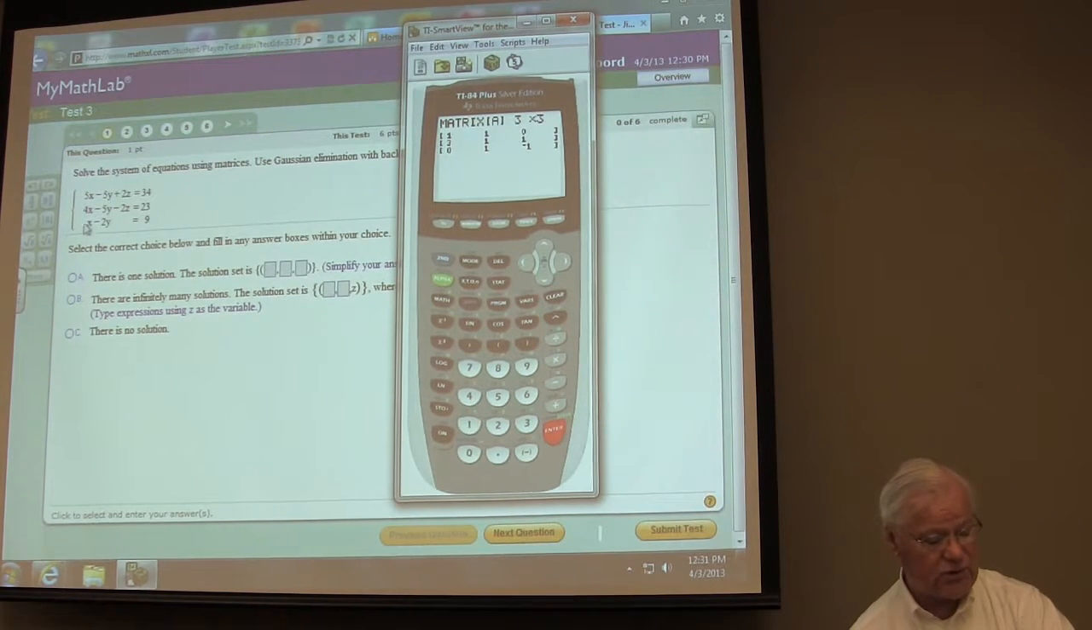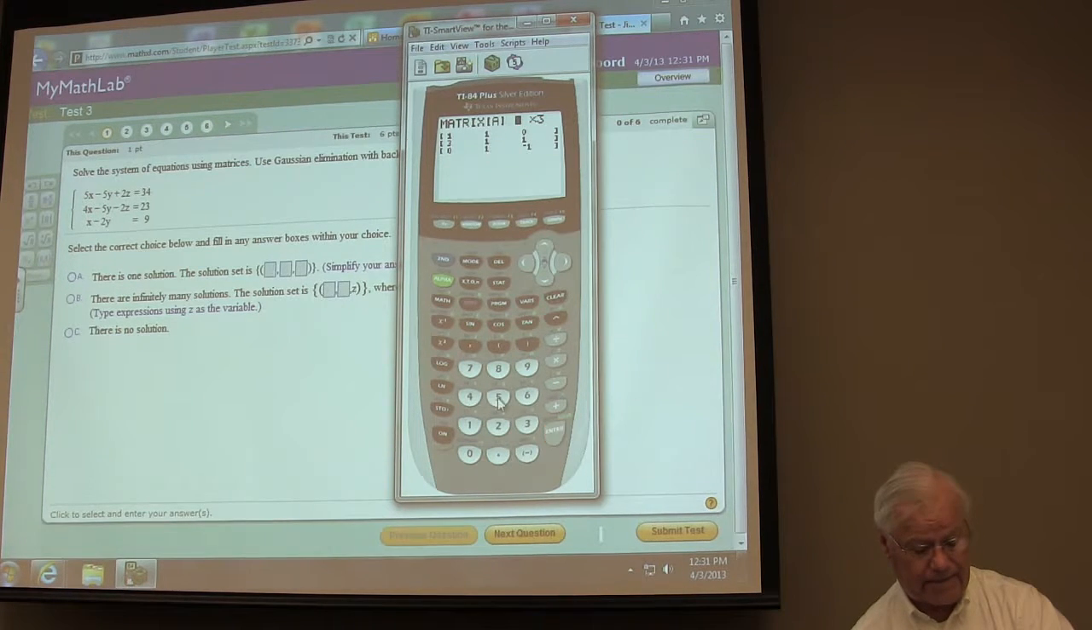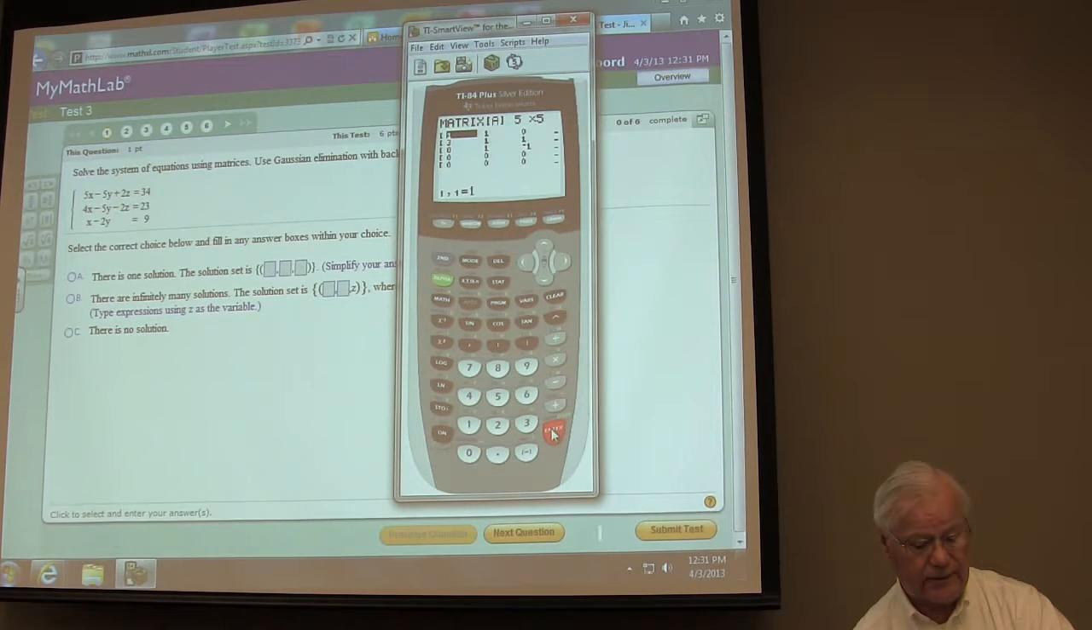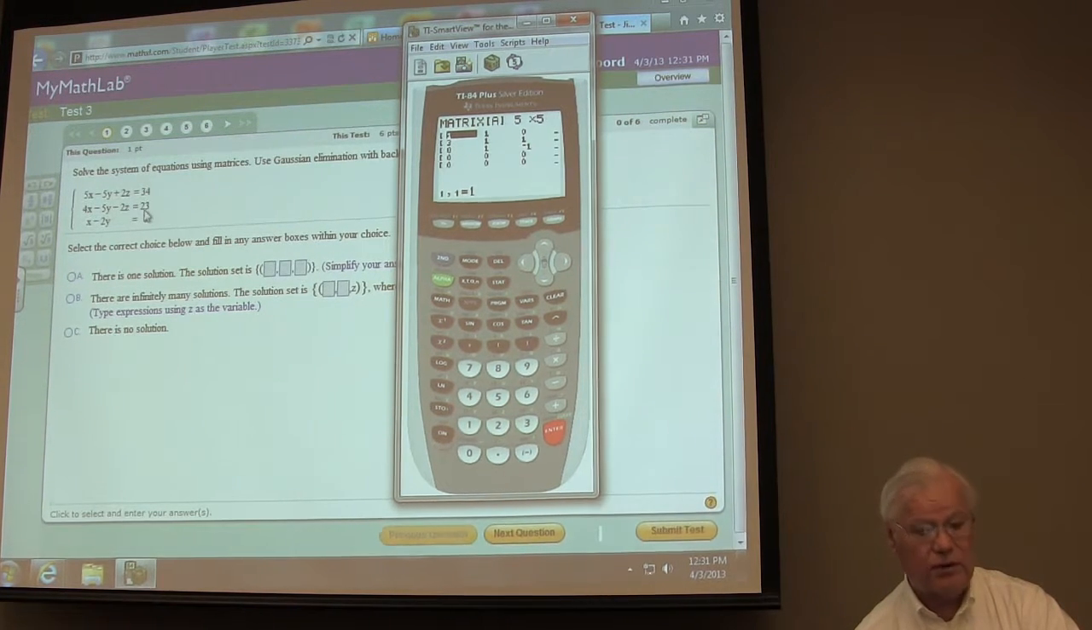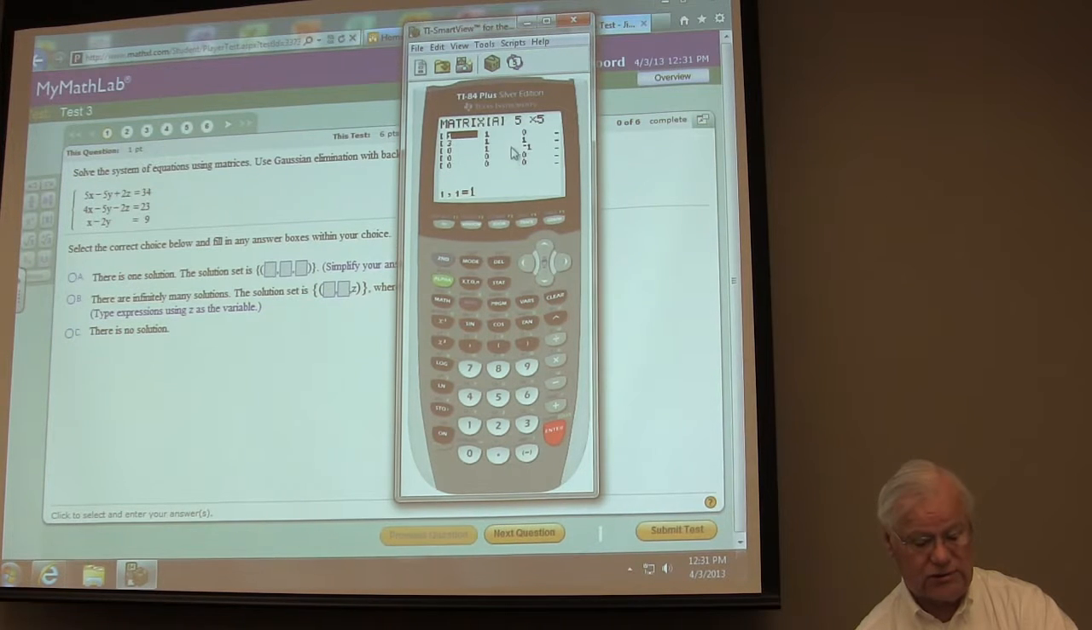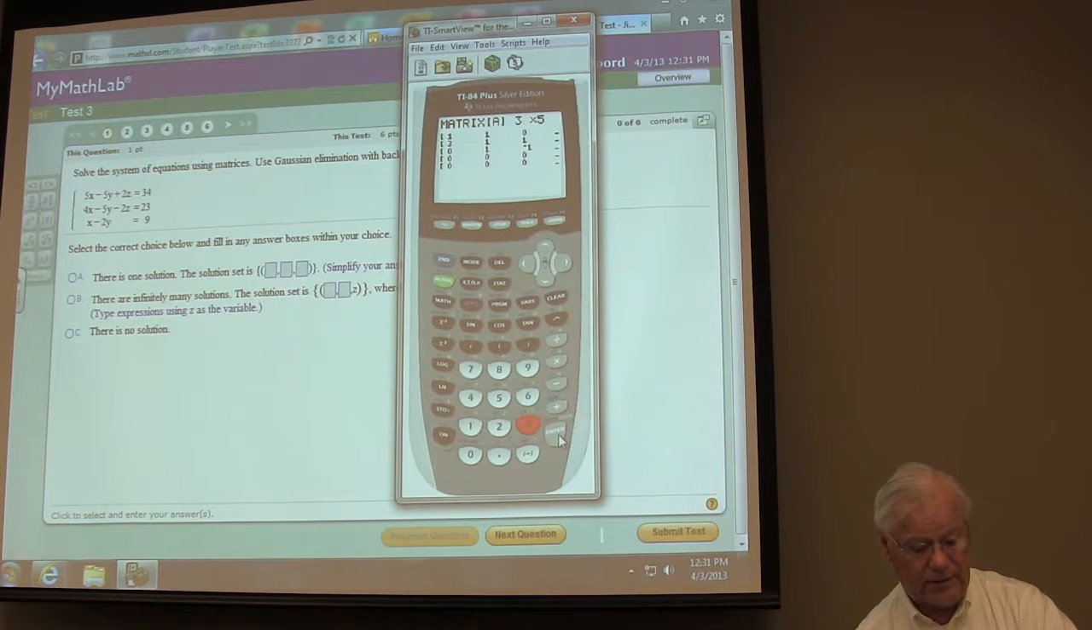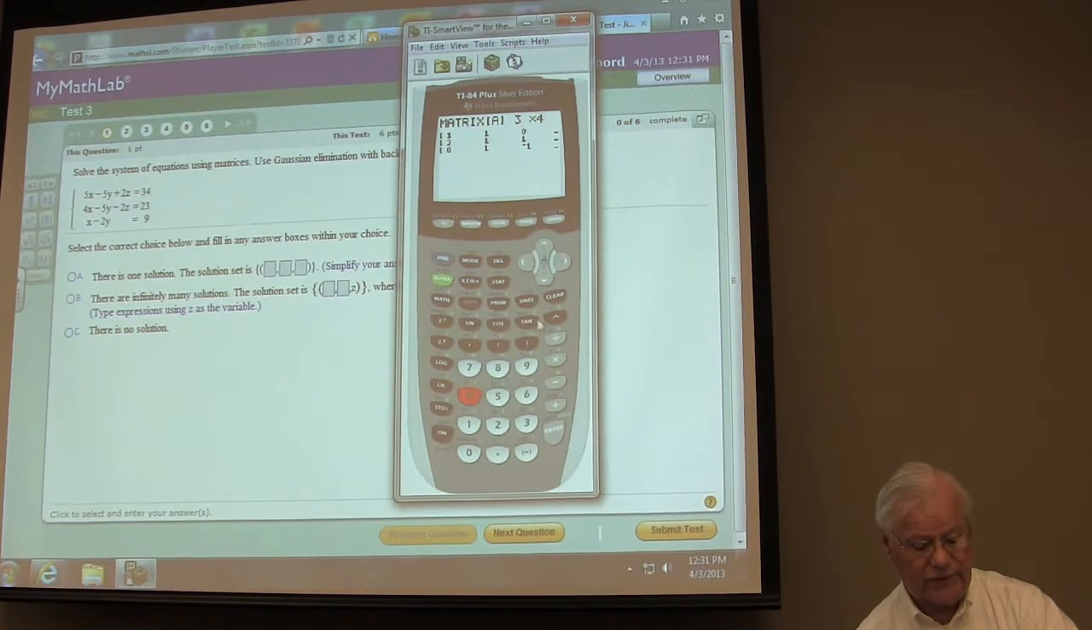And now what I want to do is put the coefficients only. I don't need the x, y, and z characters, just the coefficients. So the first equation, we need a 5, a negative 5, I'm sorry, I need to put the dimensions in first. This is a 3 by 4 matrix, 3 rows, 4 columns. So starting back up here, I want to put in a 3 by 4 for the dimensions.